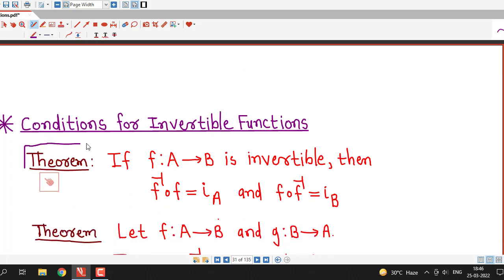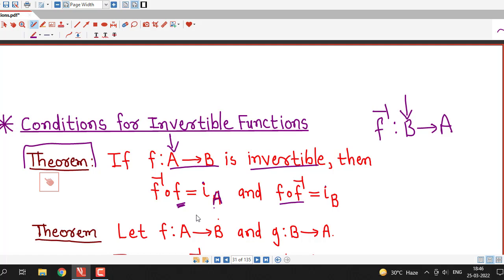This I have written as a theorem. If f is a function from A to B which is invertible, then f inverse composite f equal to identity function on set A. Here domain of f inverse f is A, therefore here I have written identity function on A. And f composite f inverse will be equal to identity function on B. If f is a function from A to B, then f inverse will be a function from B to A, and domain of f composite f inverse will be equal to domain of f inverse. So here we have written identity function on set B.